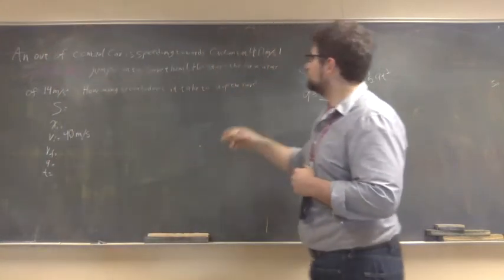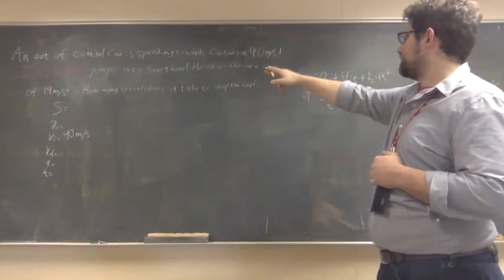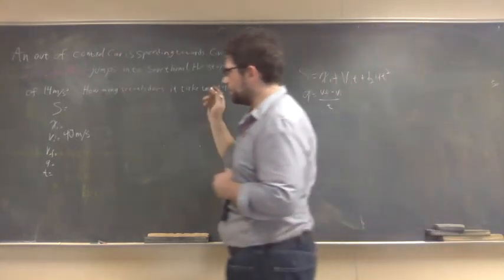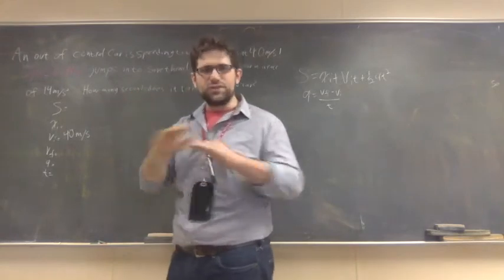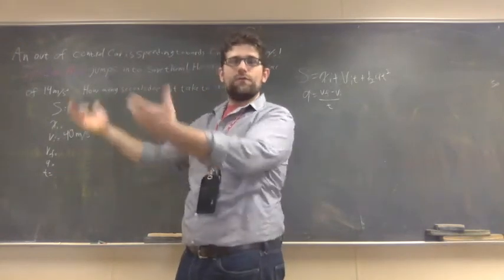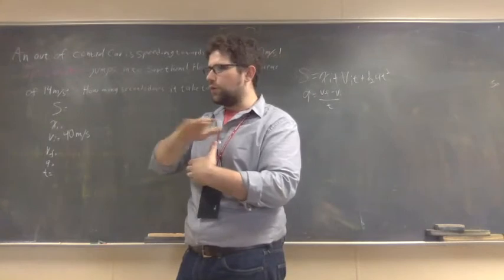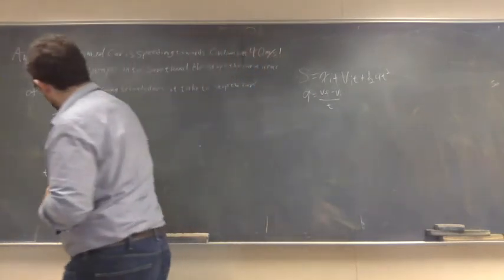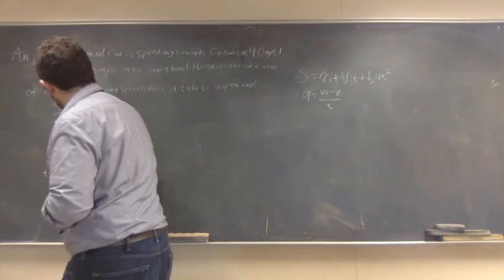And then Spider-Man jumps in to save them. He stops the car. That's a key word. That means our velocity at that point is going to be 0. Well, that's our final point because he's stopping the car and then the motion is done. So that's our velocity final. So our velocity final is 0 meters per second.